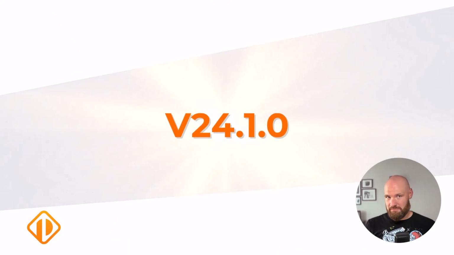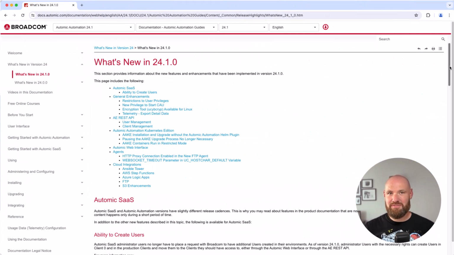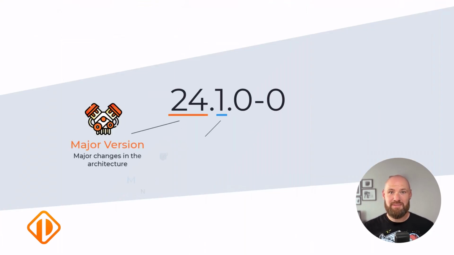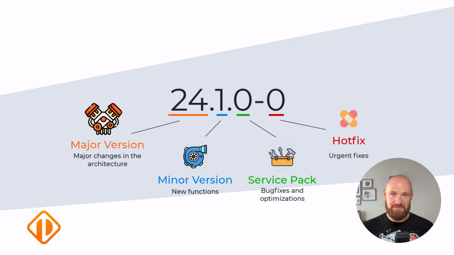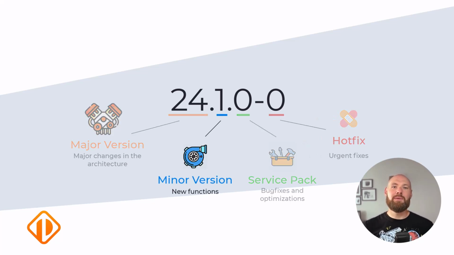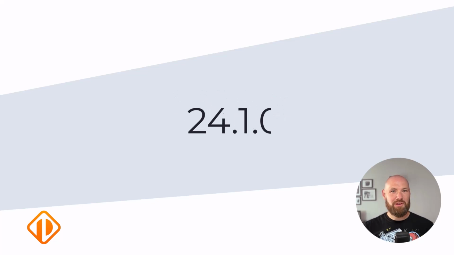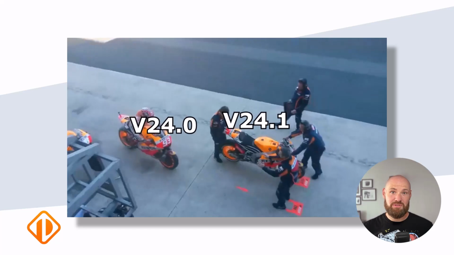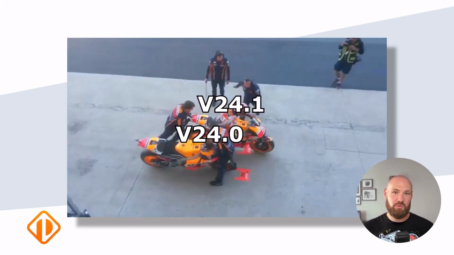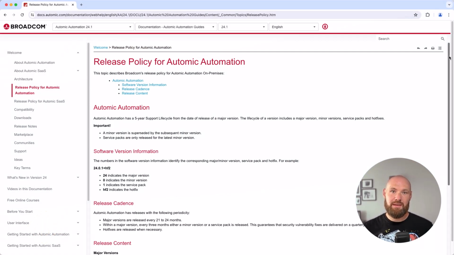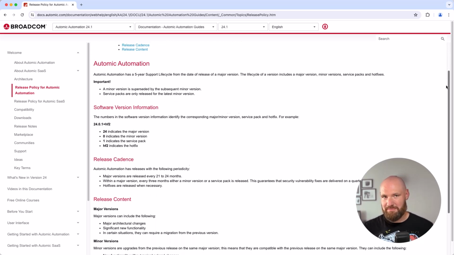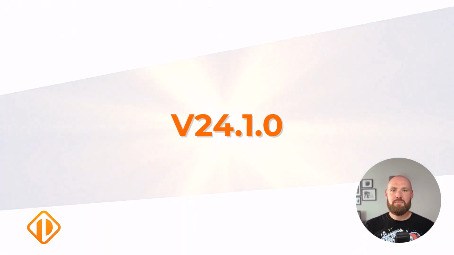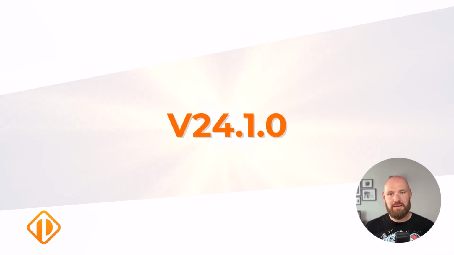Hello and welcome. Version 24.1 is the first minor release of Automic version 24. Minor release means that not only bugs or vulnerabilities have been fixed, but that new functions have been added just as well. 24.1 is the direct successor to 24.0. And do note that Automic V24.0 will no longer receive any fixes. Only the latest minor release will be updated. So in this video, we'll be taking a look at the changes and new features included in 24.1.